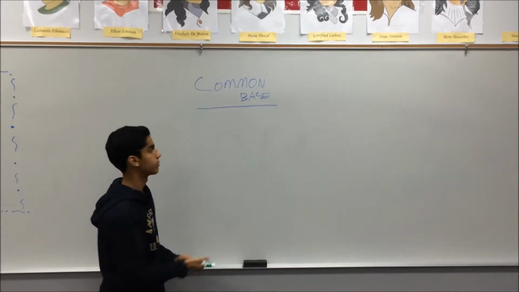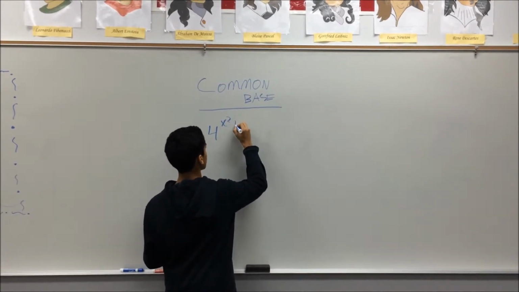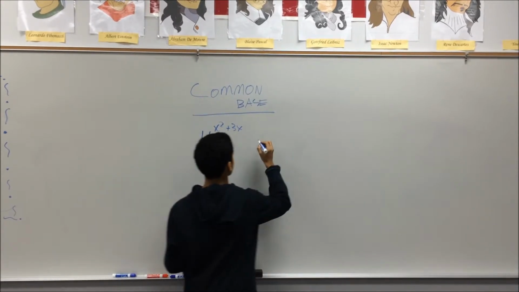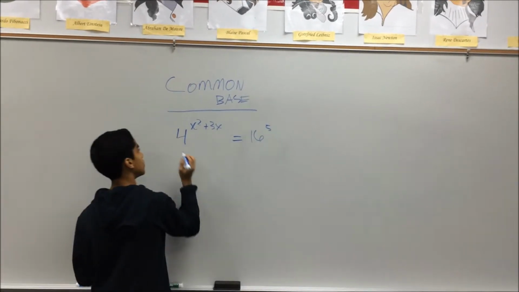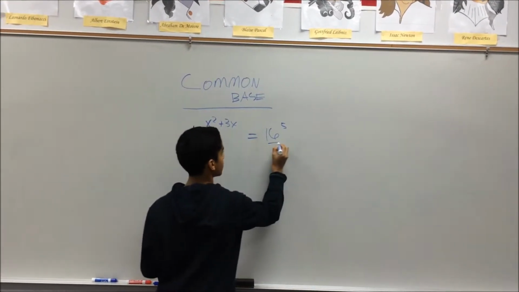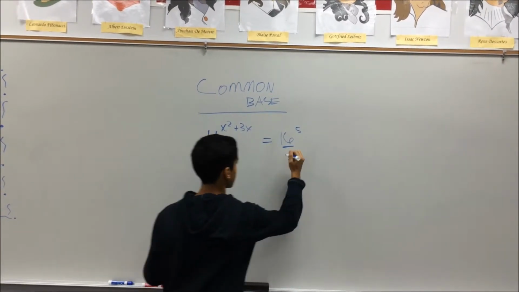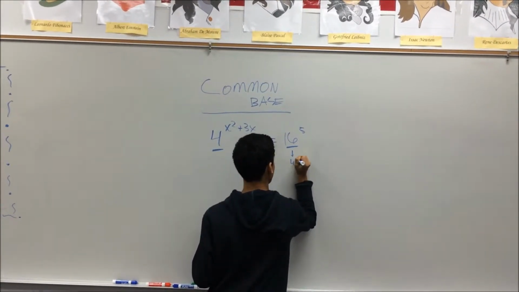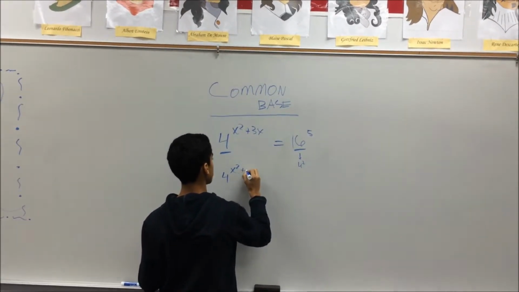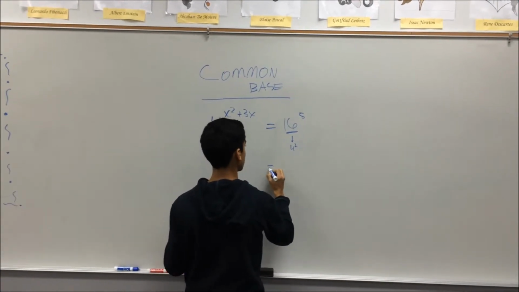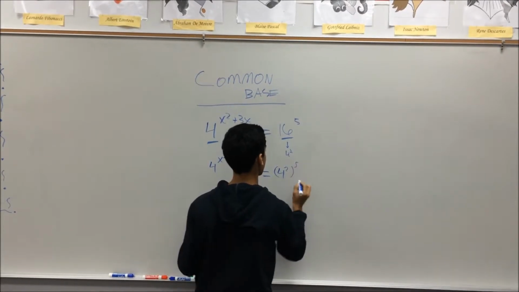Alright, let's try another one. How about 4^(x squared plus 3x) equals 16 to the fifth power. Now, we know that 4 and 16 can have the same base. So we can change this to 4 squared. So now we have 4^(x squared plus 3x) equals (4 squared) all to the 5th.